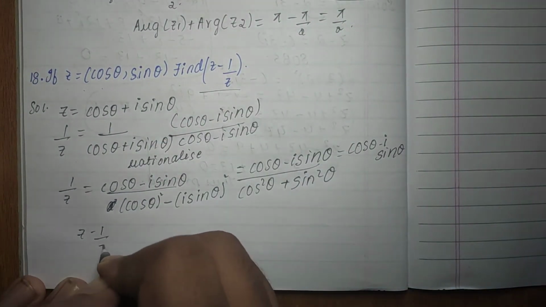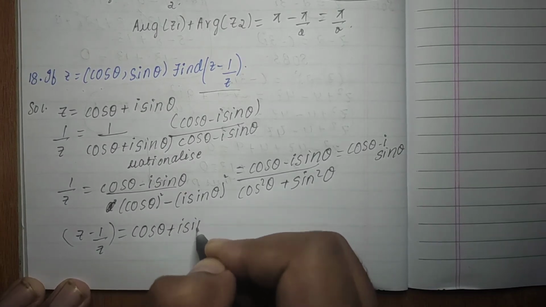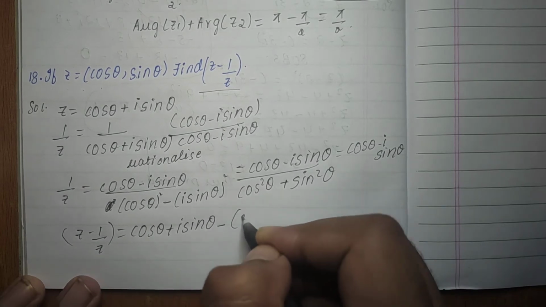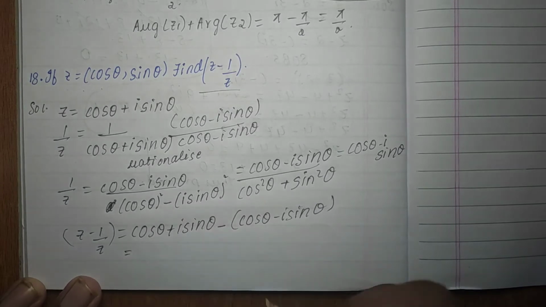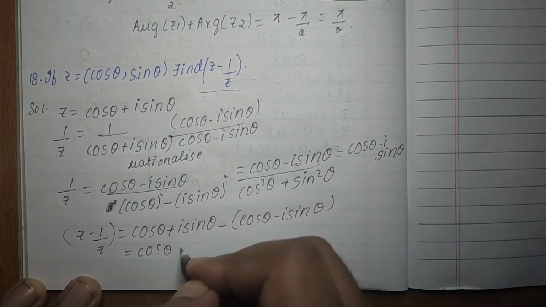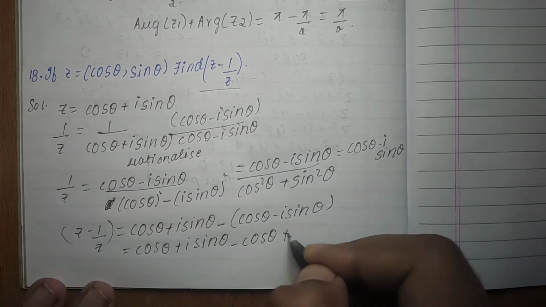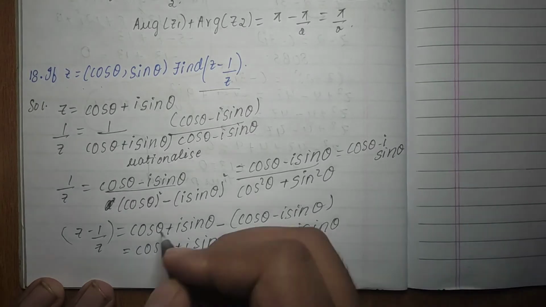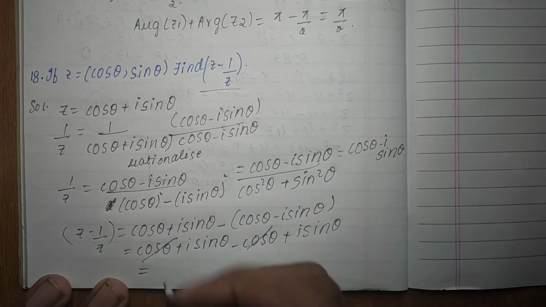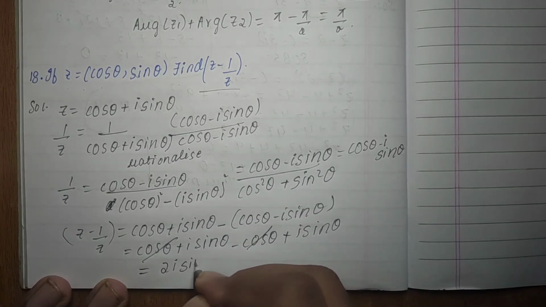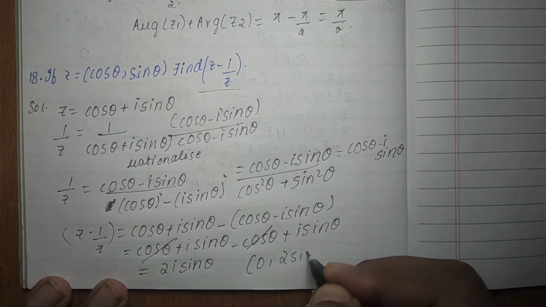z minus 1 by z is equal to cos theta plus i sin theta minus of cos theta minus i sin theta. Multiply minus inside the brackets: cos theta plus i sin theta minus cos theta plus i sin theta. Cos theta and minus cos theta get cancelled. So the final answer is 2i sin theta, or this can be written as 0, 2 sin theta.